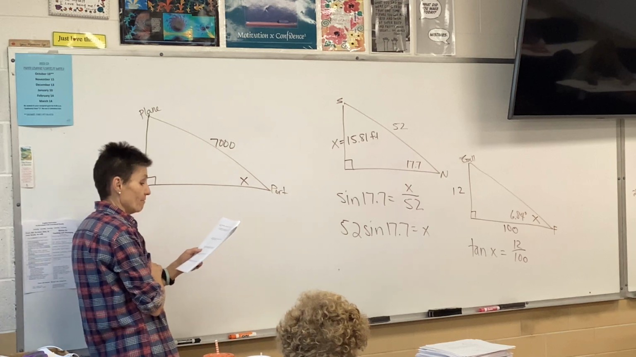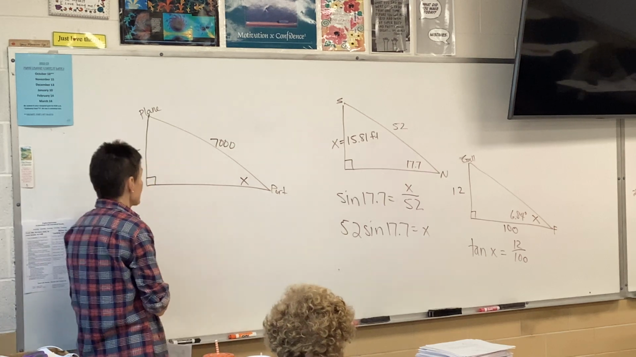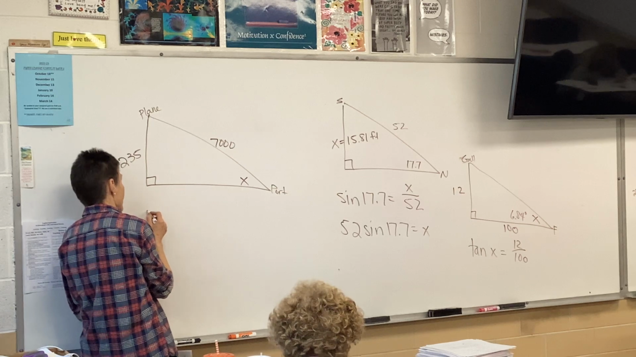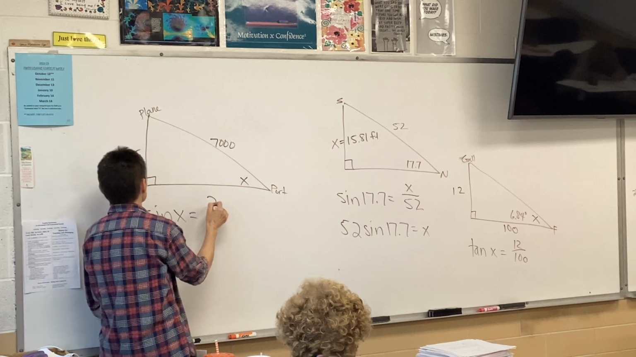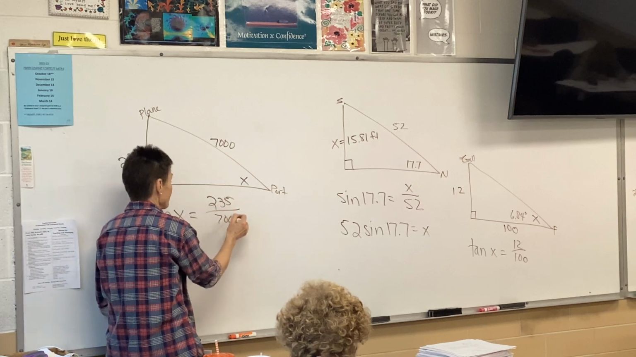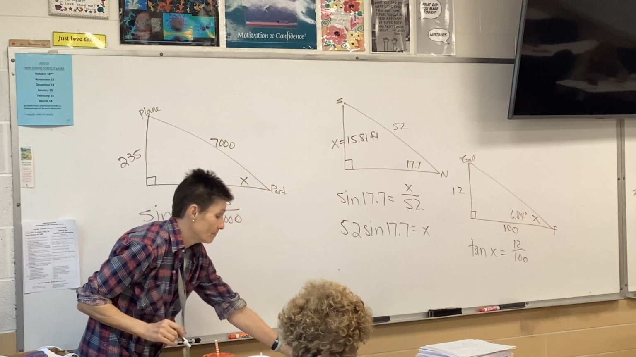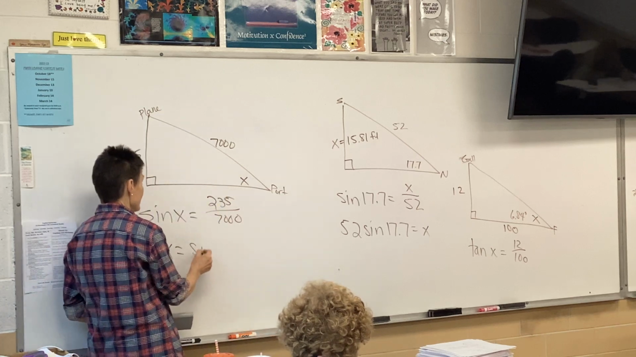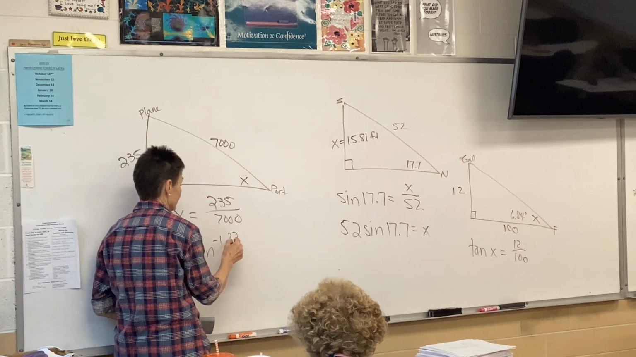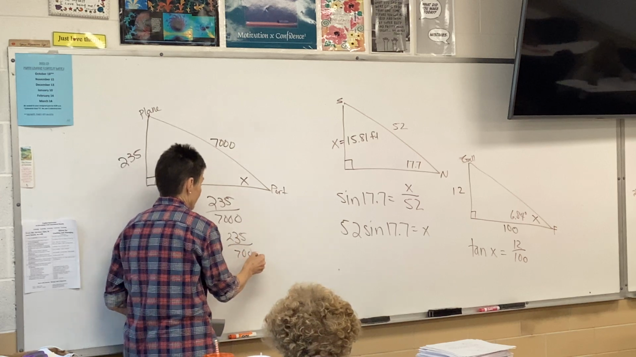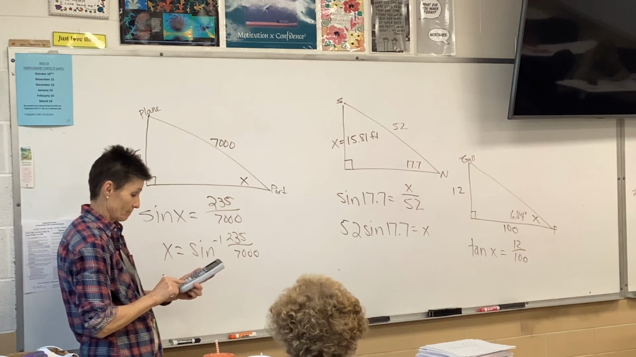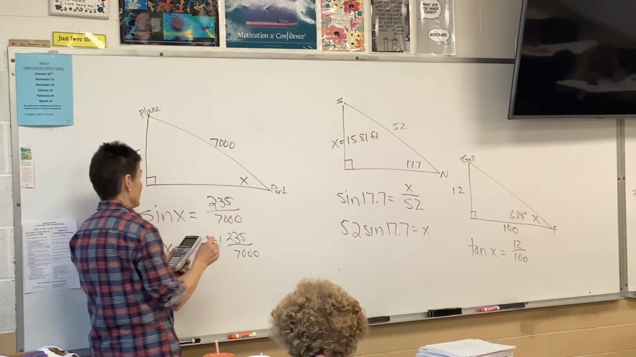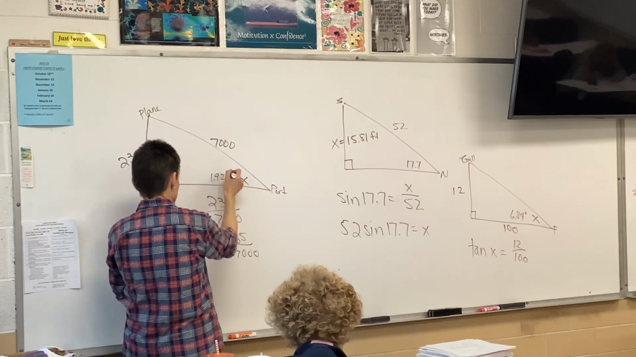As it says, find the angle. Sine, cosine, or tangent? Sine X. There it is, sine X. You know what that means. Sine X equals 235 over 7,000. So X is going to be second sine. Ooh, I got 1.92 degrees.